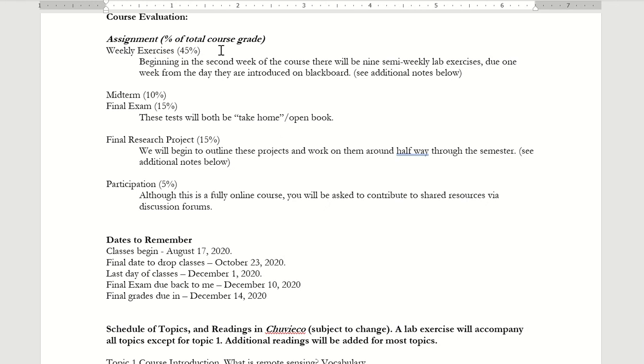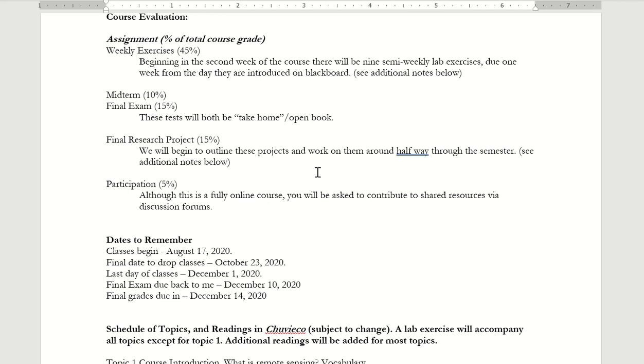Here's a breakdown of the course evaluation: weekly exercises, midterm, final exam. Both exams will be take-home open book. Then a final research project, which we'll get into about halfway through the semester.